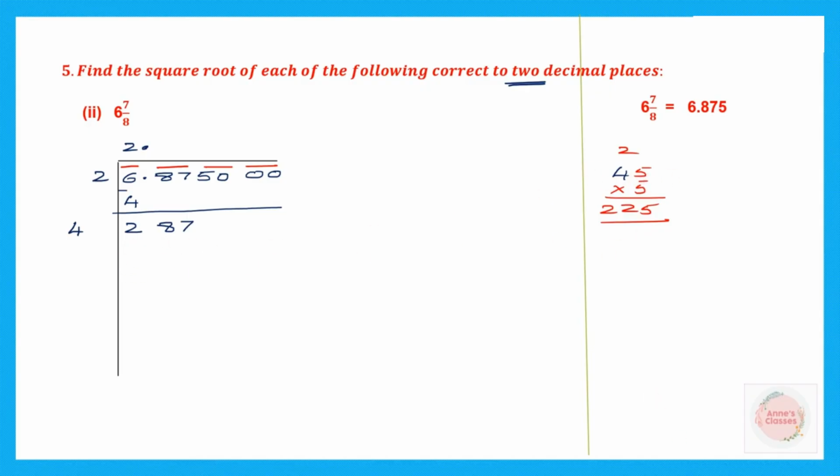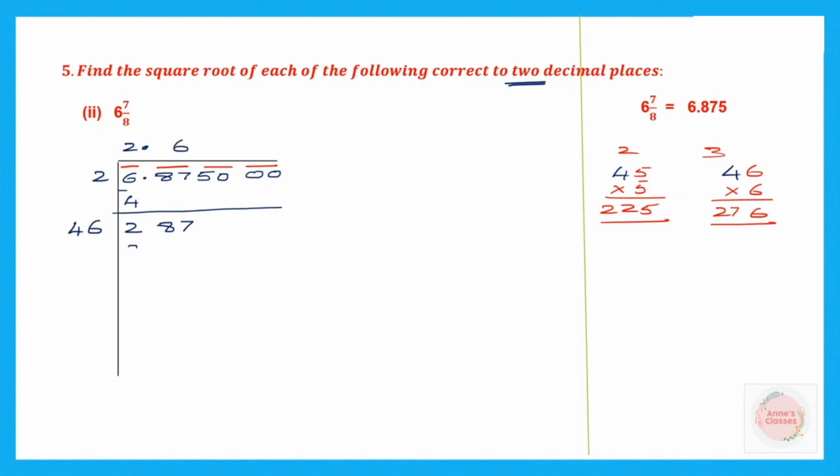So let's put 4, and next to it let's put 6 this time. 6 into 6. 6 6s are 36, carry 3. 6 4s are 24, 25, 26, 27. So now we have 276, which we can write here. That means next to 4, we have to put the digit 6. So let's write 6 here, into 6.